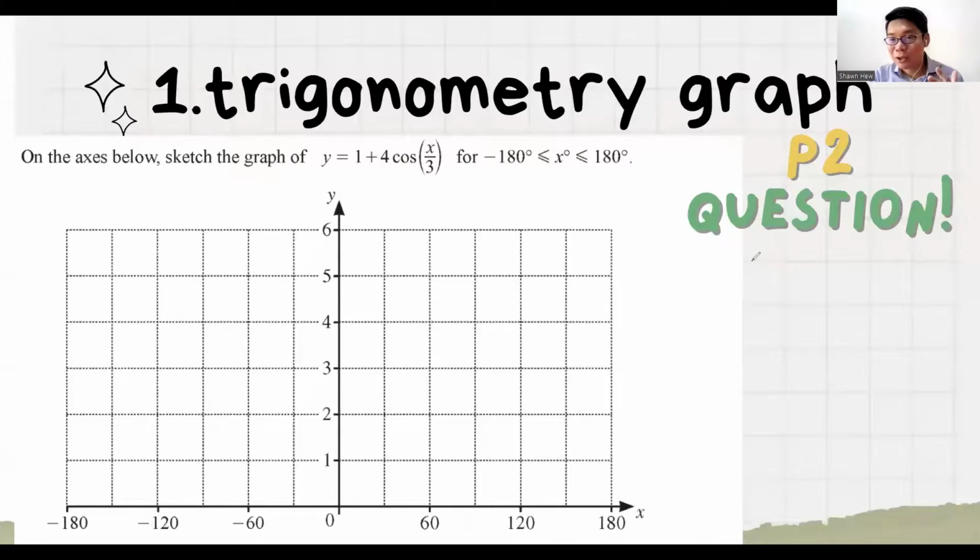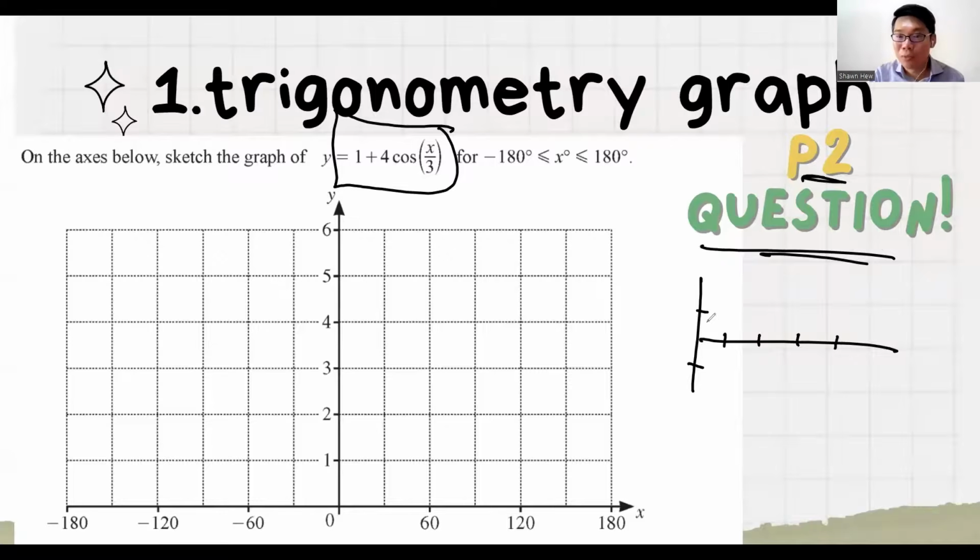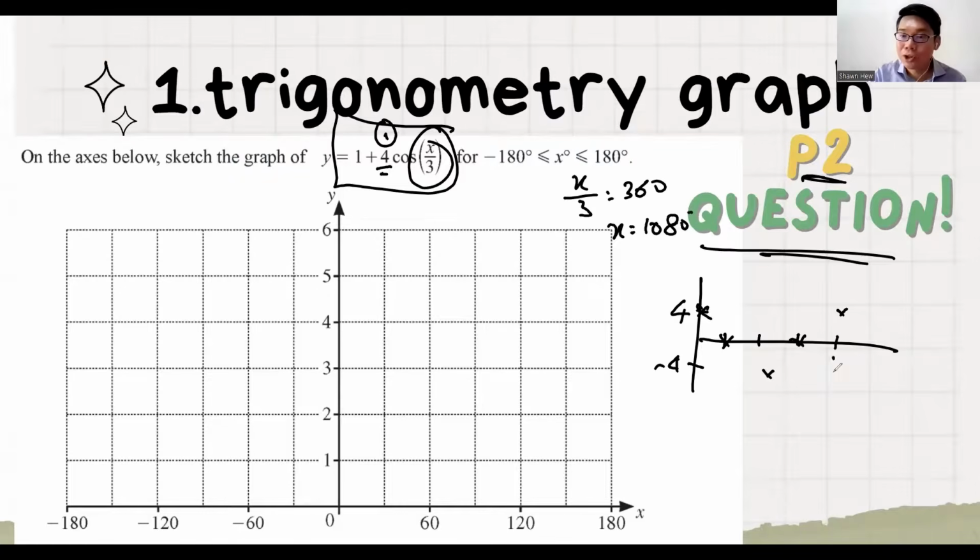Of course, there are some situations where they force you to use a calculator. We draw as usual for this graph. First change, it becomes 4. Second change, it becomes 1080. Third change, everything goes up by 1. If we use this method to fit it in, when x is 0, it is 5.